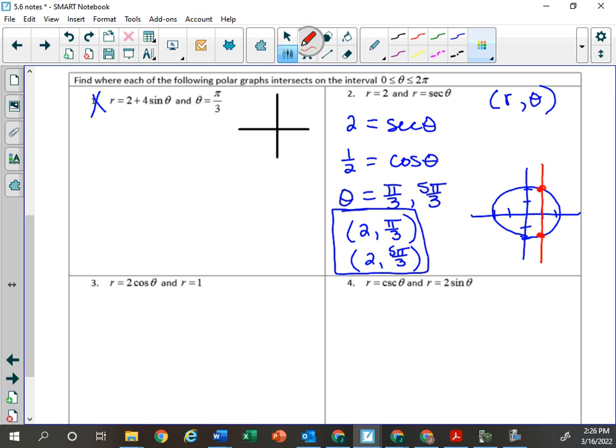Failed the vertical line test. It's okay. I like that you're throwing back to functions. Good job. It is the vertical line test.